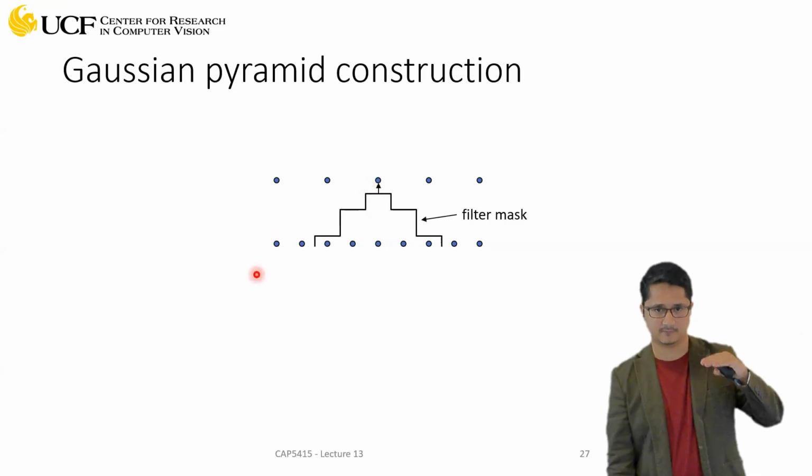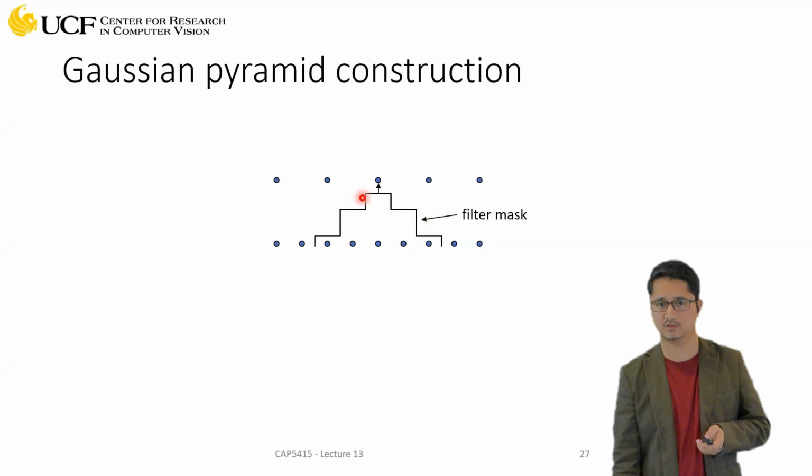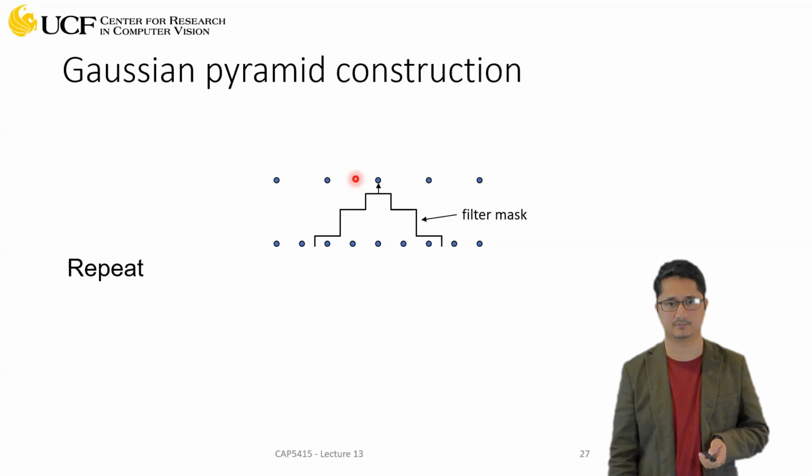So this is one scale of your Gaussian pyramid, and this is the next level. In this case, you can see that whatever value you were getting for this one, you just skip that. So you are just alternating between pixel values, and you are reducing the resolution. You perform filtering, you perform subsampling, skip those pixels, and you keep doing that.